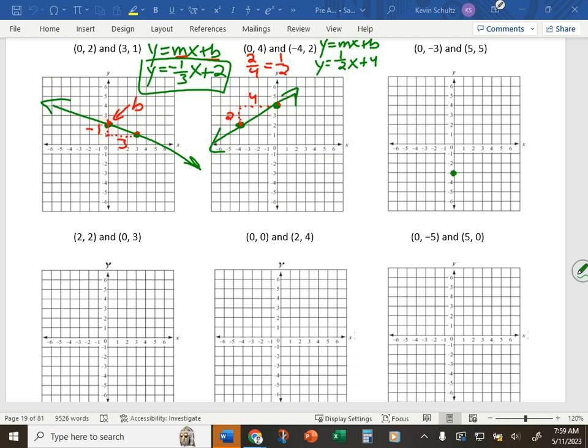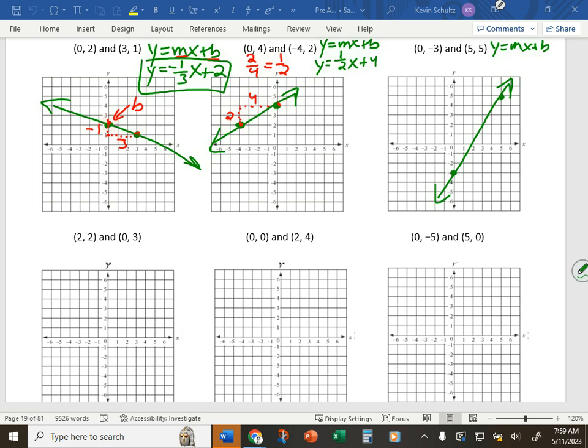Plotting your points, 0, negative 3, 5, 5 is up there. Connecting those. Going to slope-intercept form. What's our b value here? Somebody I haven't heard from yet today, perhaps. A new voice. Anybody? What's the y-intercept? Anthony, where does this cross the y-axis?